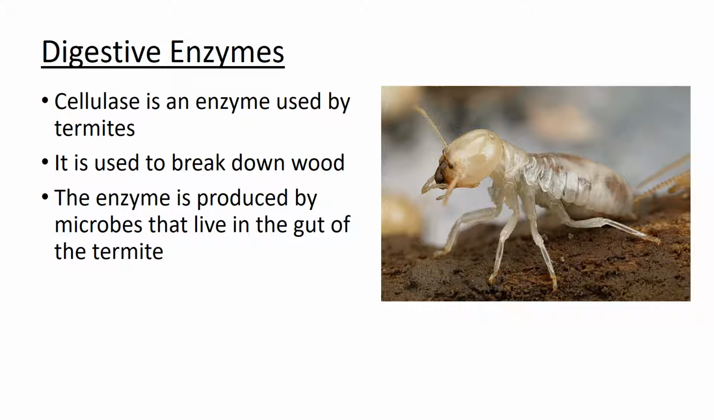This enzyme is actually produced by microbes that live in the gut of the termite. So there are tiny microbes that live inside this termite, and these microbes produce an enzyme called cellulase. And when the termite eats the wood, the enzymes produced by the microbes are used to break down that wood.